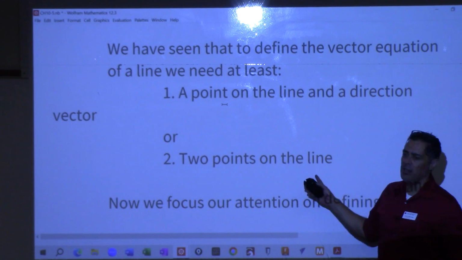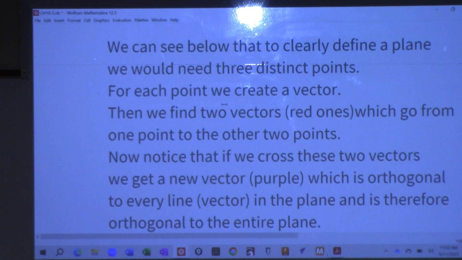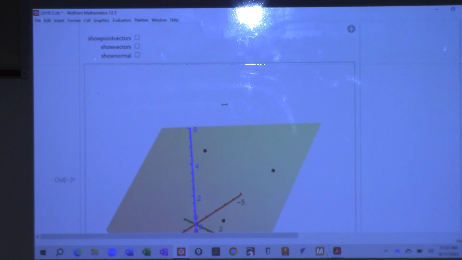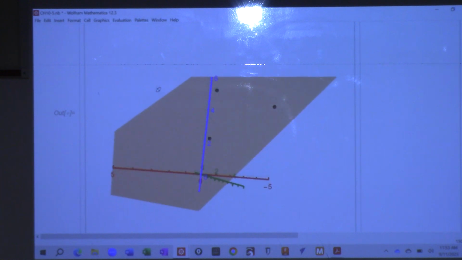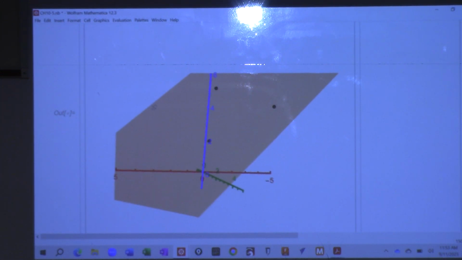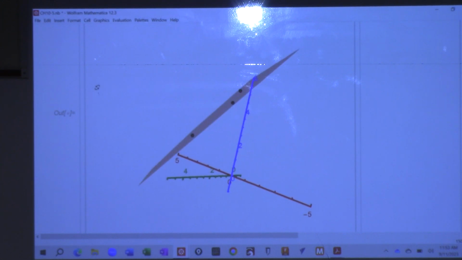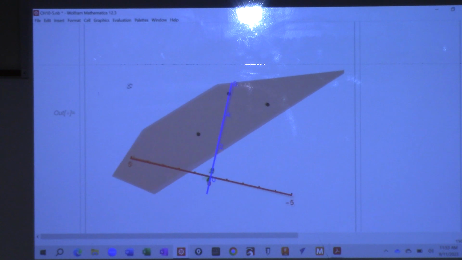Or just 2 points on the line, right? That's for a line. What do we need for a plane? You need 3 points, right? If somebody gives you 3 distinct points, there's only one plane through those 3 distinct points. So that's the minimum condition we need, right? 3 points.